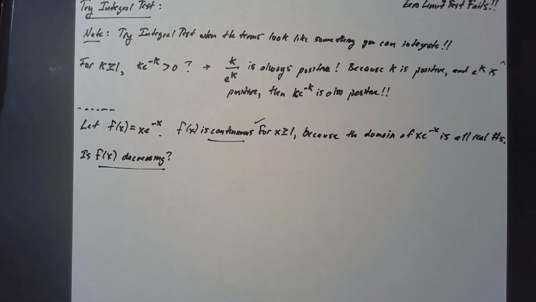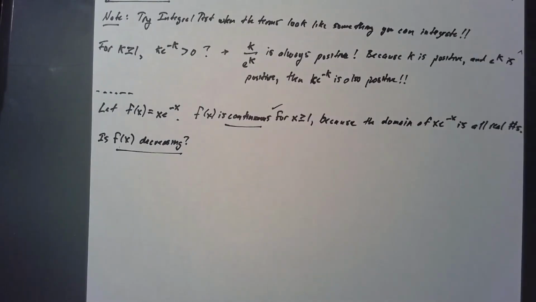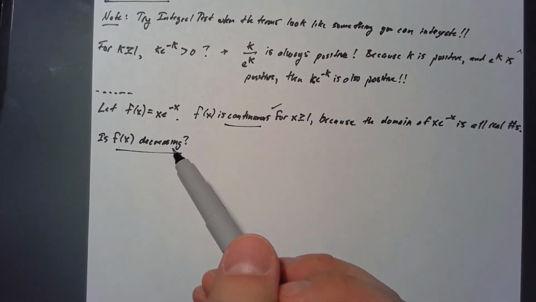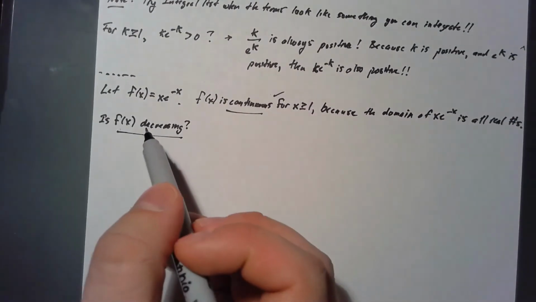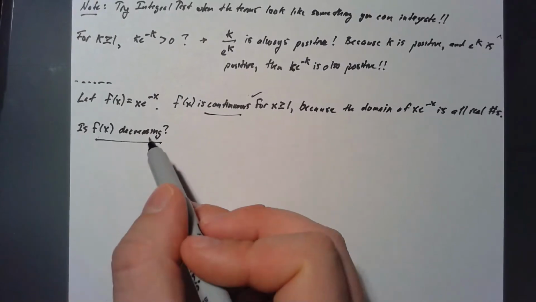Well, what does the derivative measure? The derivative measures the rate of change of something, right? You learned that in Calc 1. So if I have a positive derivative, what does that mean about the function? It means it's increasing, right? So if I have a negative derivative, that means the function is decreasing.